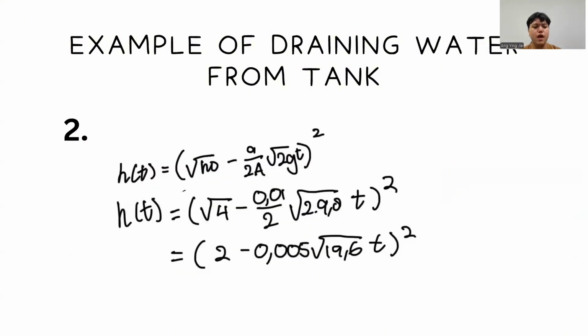For the second question, h(t) equals the square of the square root of the initial height minus a over 2A square root of 2g t. And we substitute the values. We get the square of the square root of 4 minus 0.01 over 2 square root of 2 times 9.8 t. And we get the square of 2 minus 0.005 square root of 19.6 t.